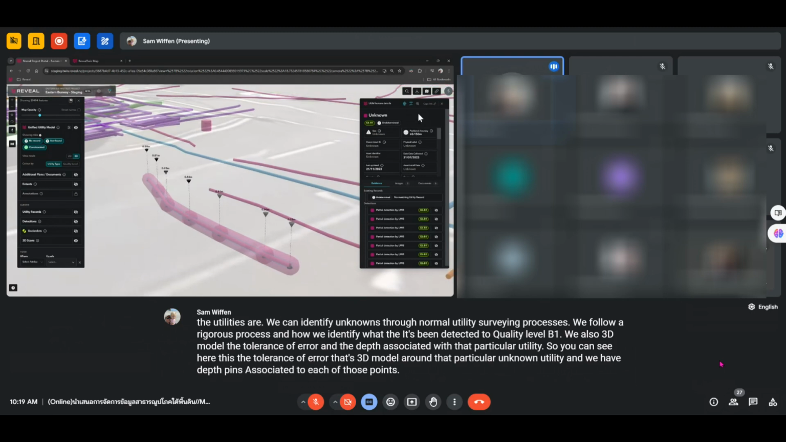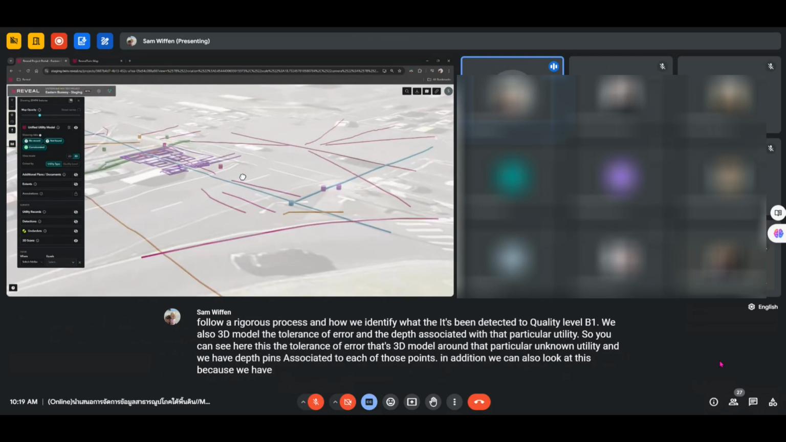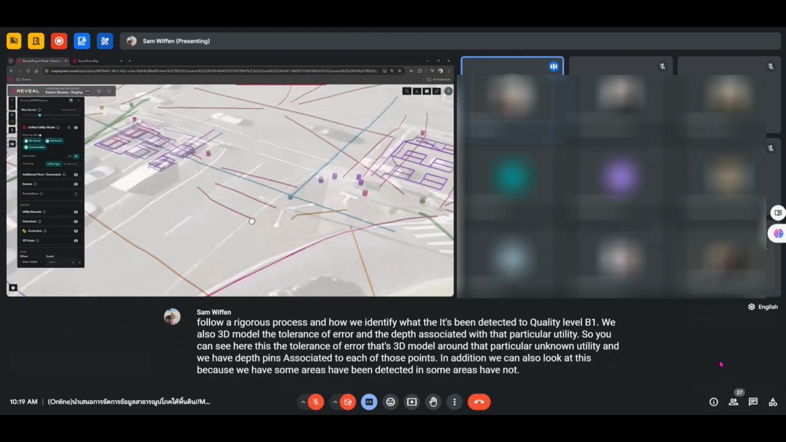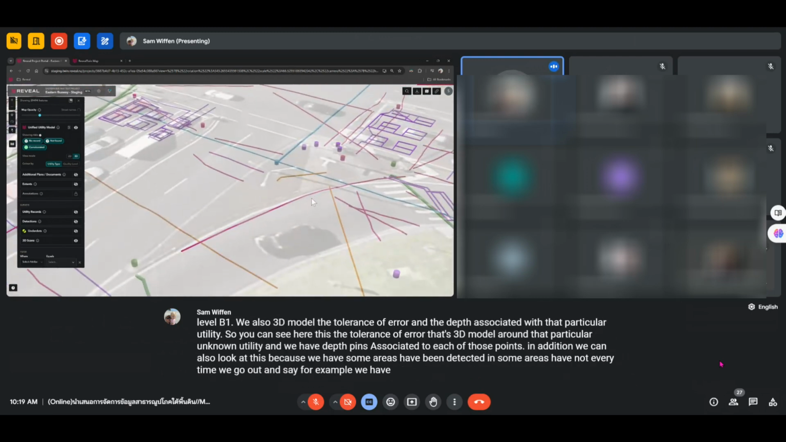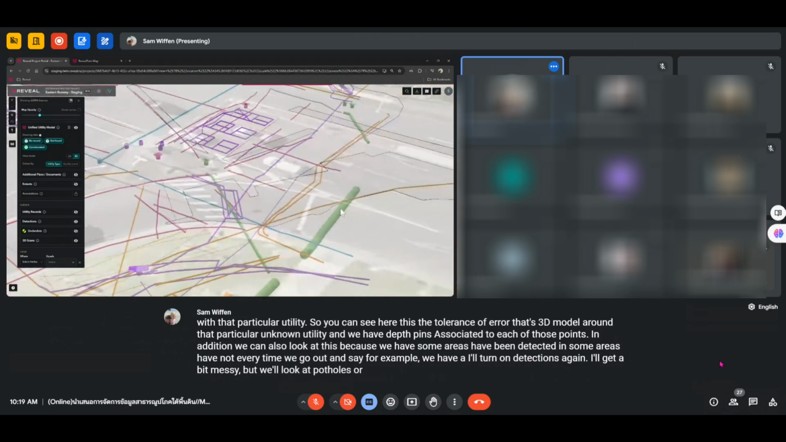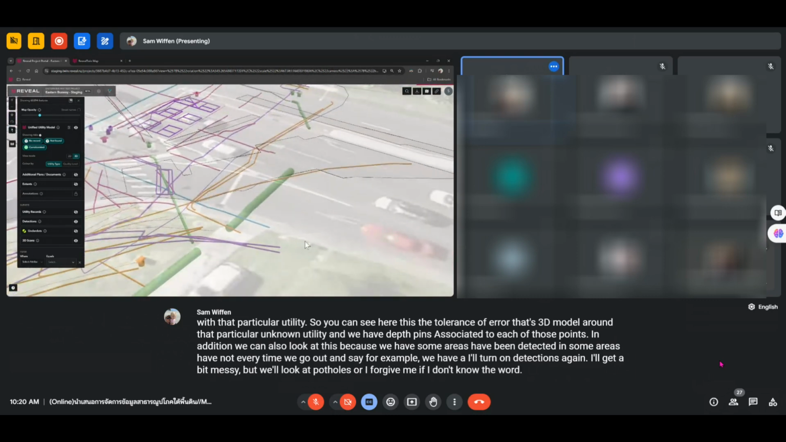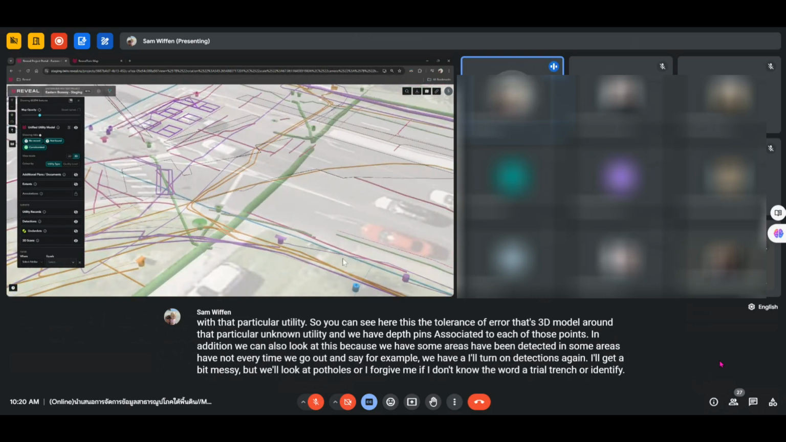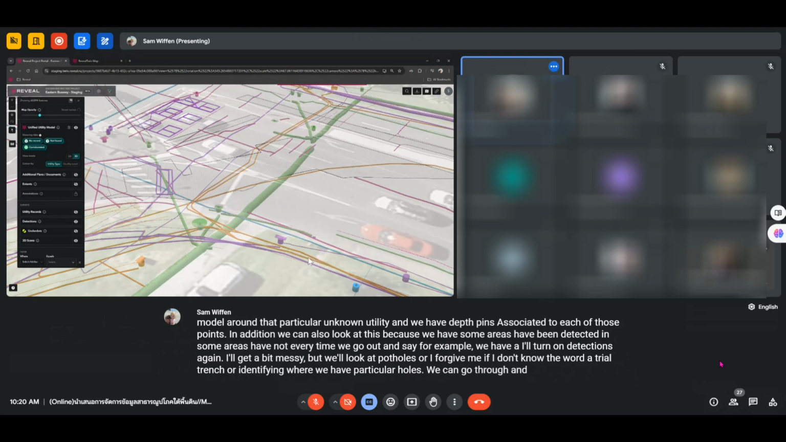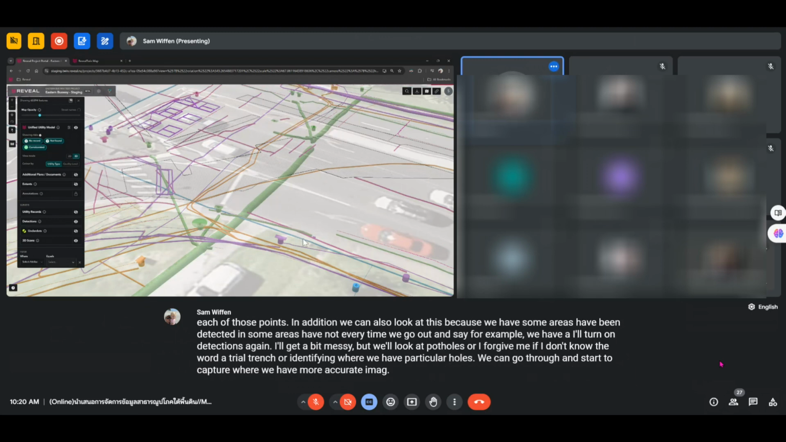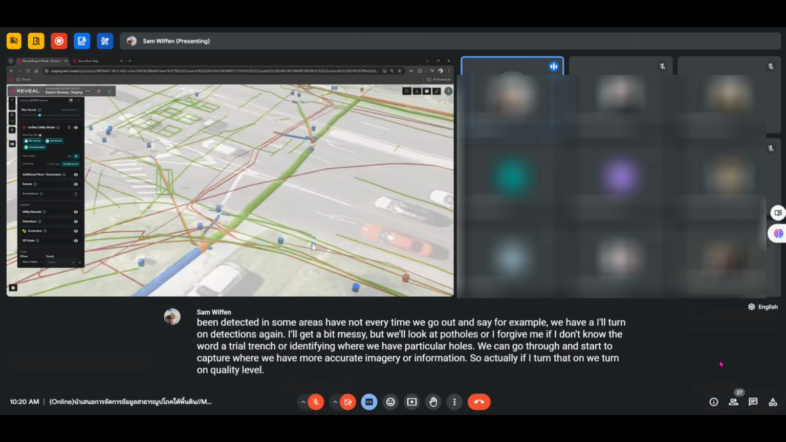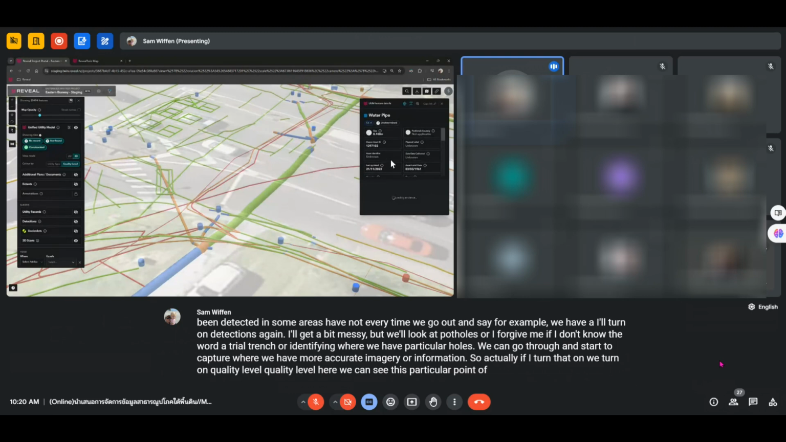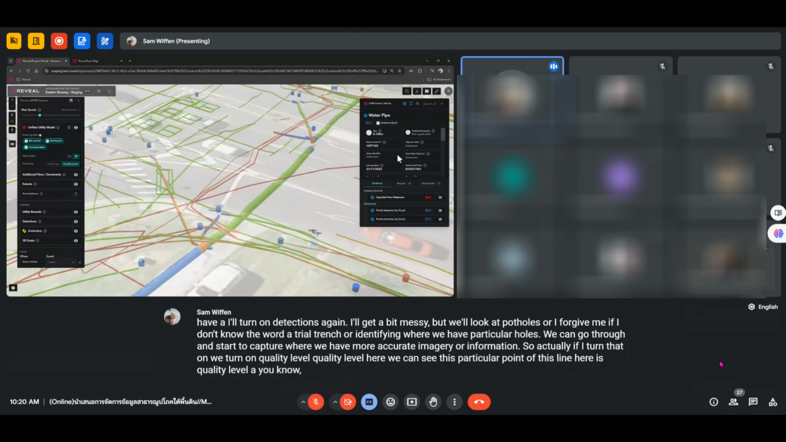In addition, we can also look at this because we have some areas that have been detected and some areas that have not. Every time we go out and say, for example, I'll turn on detections again, it'll get a bit messy, but we'll look at potholes, or forgive me if I don't know the word, a trial trench, or identifying where we have particular holes. We can go through and start to capture where we have more accurate imagery or information. So actually, if we turn on quality level here, we can see this particular point of this line here is quality level A. We know it's 100 millimeters, and we know the accuracy associated with that, and how it's been identified.